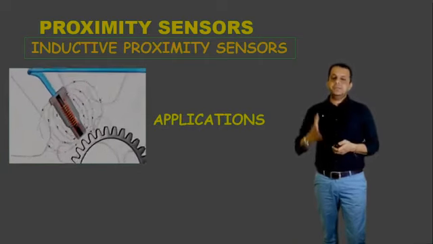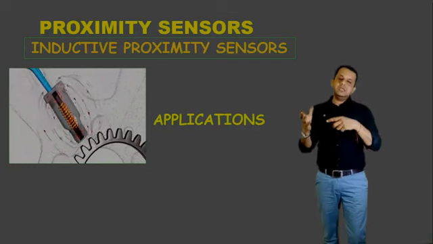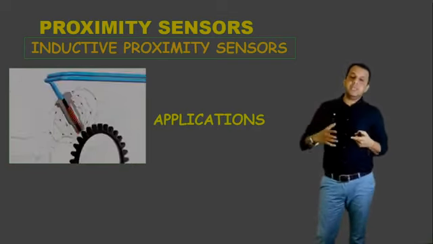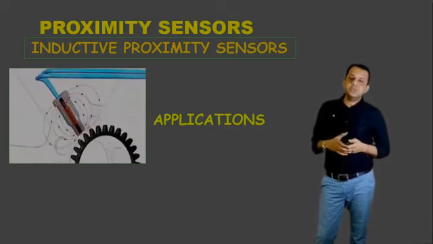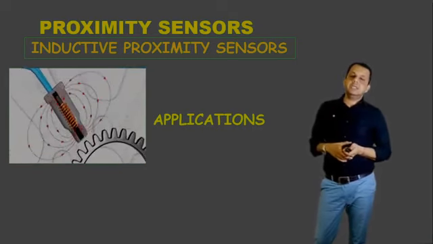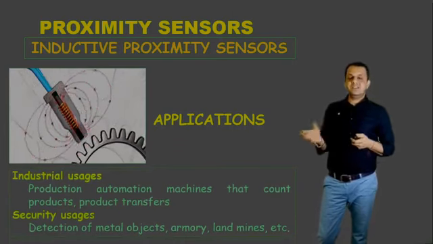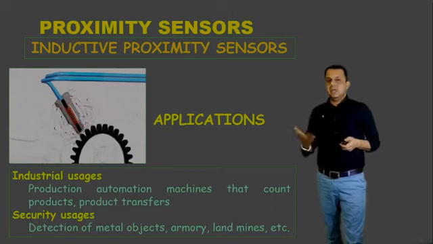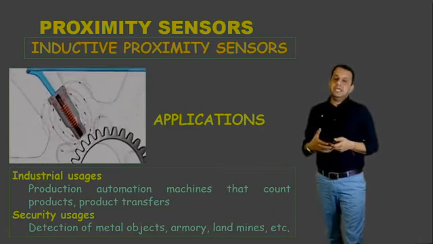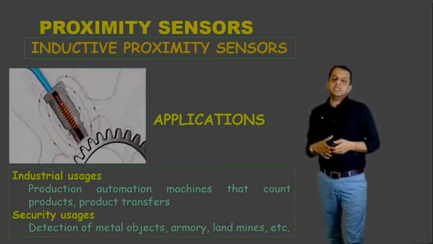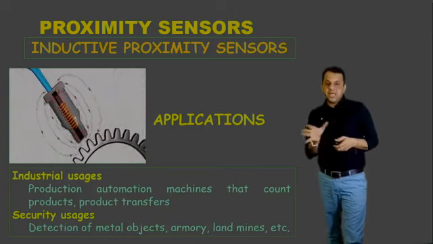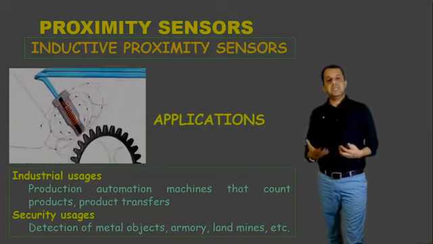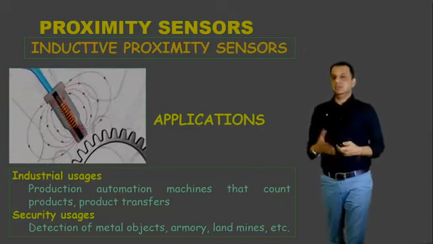So applications, one of the applications you can see here, where you can sense the speed. One of the best applications is sensing the speed with the help of inductive proximity sensors. Industrial usage is like again automation machines can use them, and security purposes where detection of metal objects or armory or landmines is done with the help of this inductive proximity sensor without making any physical contact. You can find them.